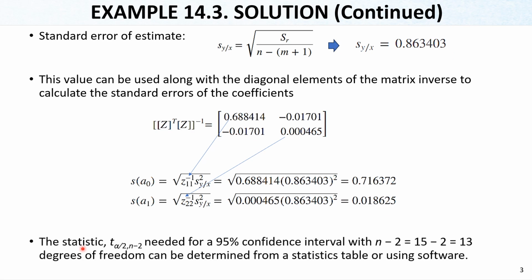And now we need the T distribution. For a 95% confidence interval, alpha is 0.05 divided by 2, and n minus 2, which is actually 15 minus 2, is 13. So let's find the T distribution value for this using a statistical table or software. In the next slide, I will also show the statistical table. We can use that, or we can use software like MATLAB, or Excel too. Let's check them in the next slide.